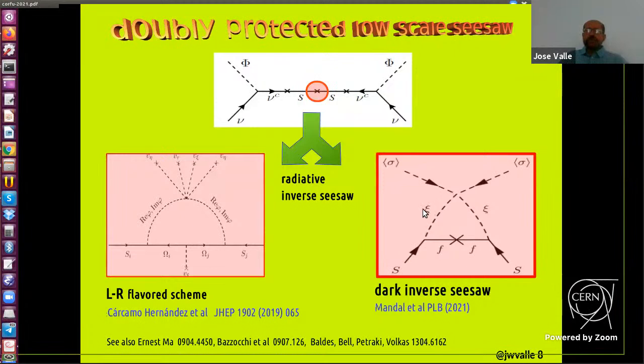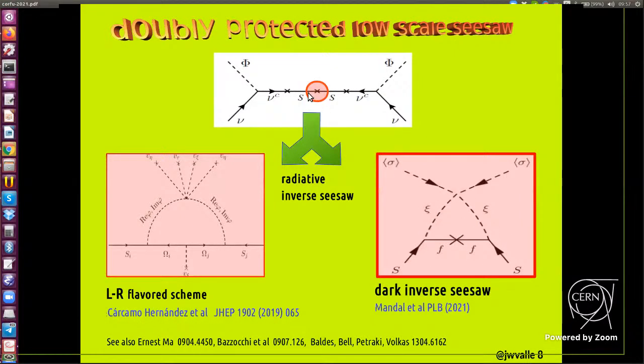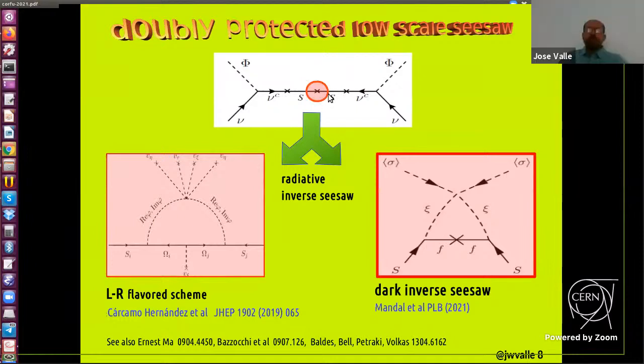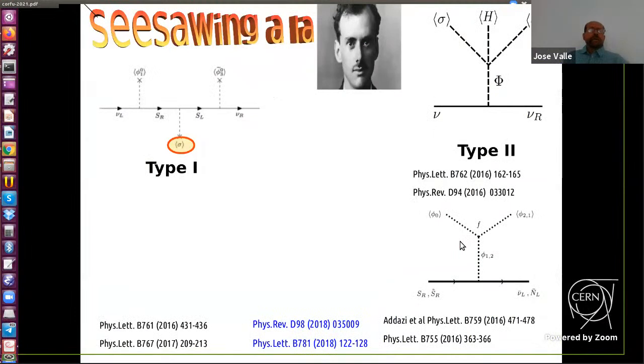The dark matter will be the lightest of the hidden sector mediators contained in the blob that will provide the neutrinos their mass radiatively through the inverse seesaw mechanism. It's a very interesting, very elegant mechanism. It has been recently accepted to PLB. Now, so much for Majorana seesaw.